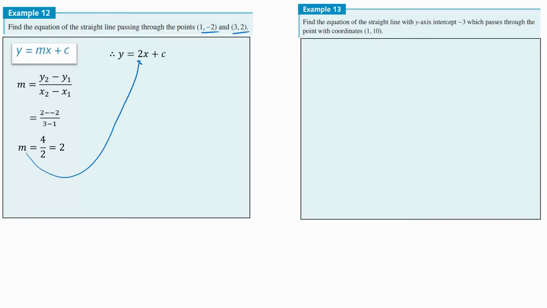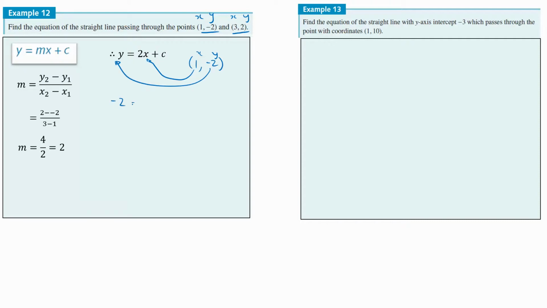We've got 2 coordinates. When x is 1, y is negative 2, and when x is 3, y is 2. You can choose any of those points. It doesn't matter because we just need an x and a y. I'll show you if I do both. Let's say x is 1, y is negative 2. Let's substitute that in. So 1 goes here because that's where x is, and y is over here.